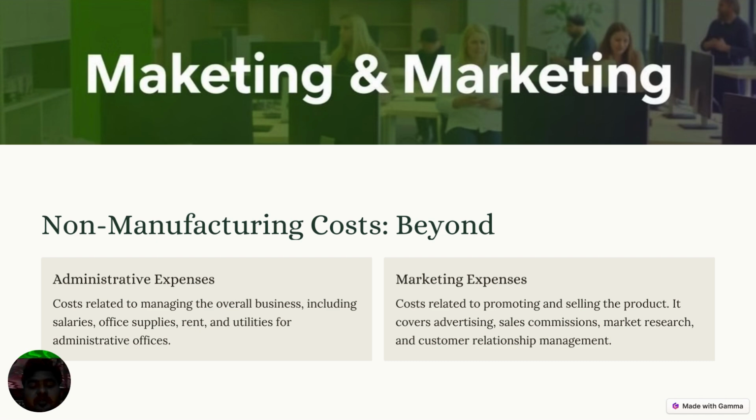Next is non-manufacturing cost. Non-manufacturing cost is basically administrative expense or other expenses that are used in our income statements. We can say other than the cost of goods sold, like administrative expense and marketing expense, that are used as other expenses.